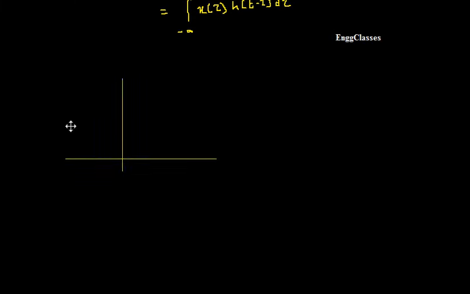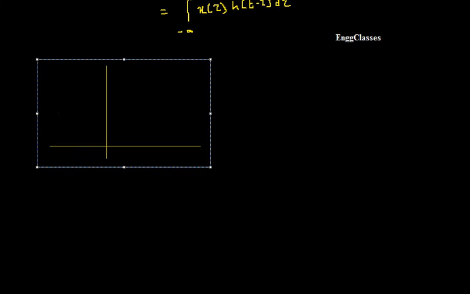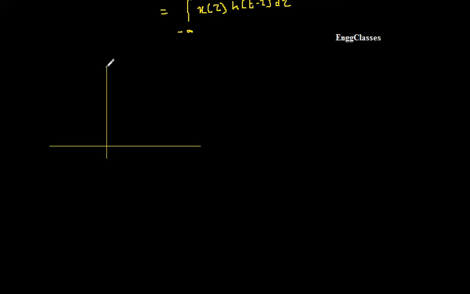Let me just get x axis and y axis. So this signal I would call it as x of tau. This is there with respect to tau. So let me consider another x axis and y axis. So this signal I would call it as h of tau. So this signal has been plotted with respect to the variable tau.